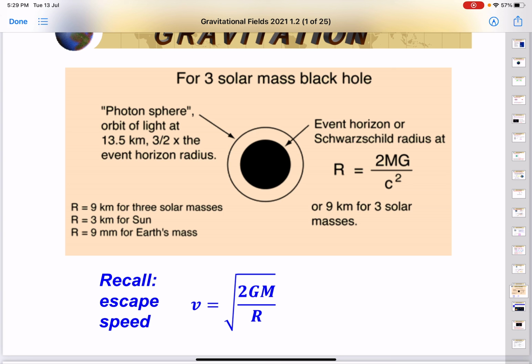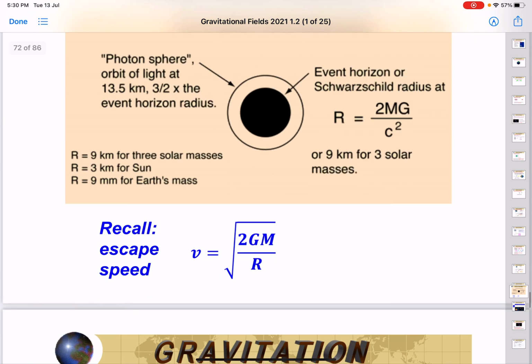This is for those students who are interested to find out. Take our own sun, find out the mass of the sun, and then try to work out the Schwarzschild radius, which is how big the sun would be if it collapsed into a singularity. What is the radius of this imaginary sphere whereby light cannot escape? In other words, the escape speed on the surface of this sphere is equal to the speed of light.